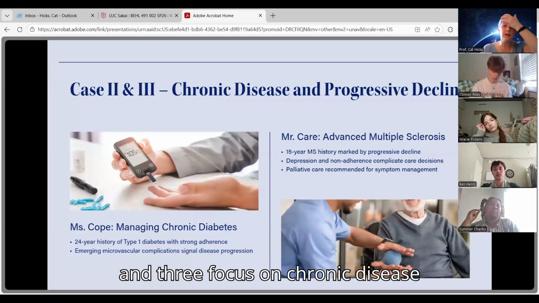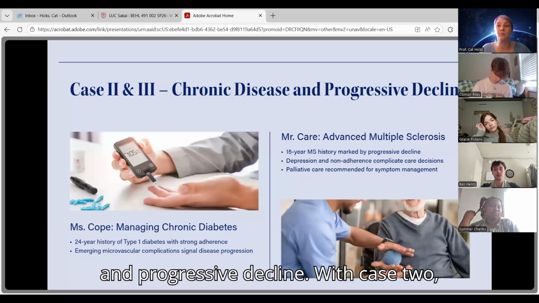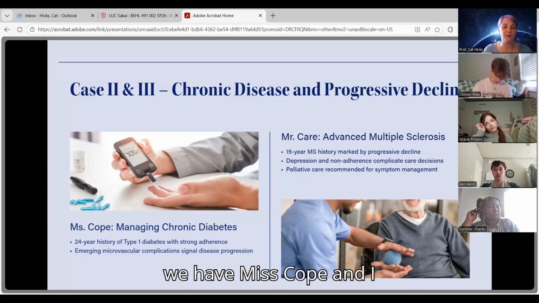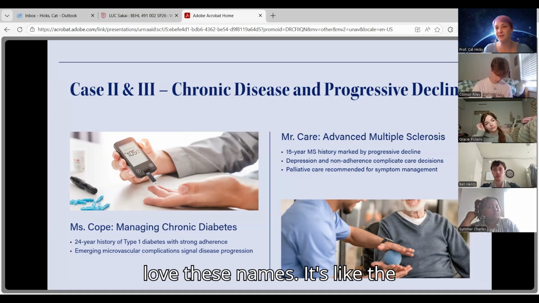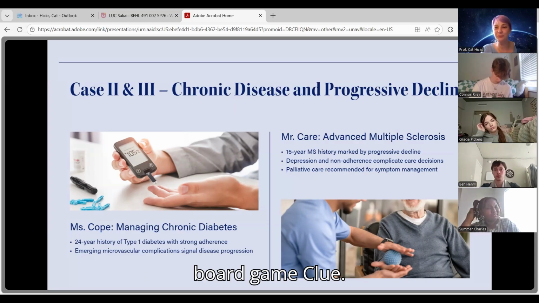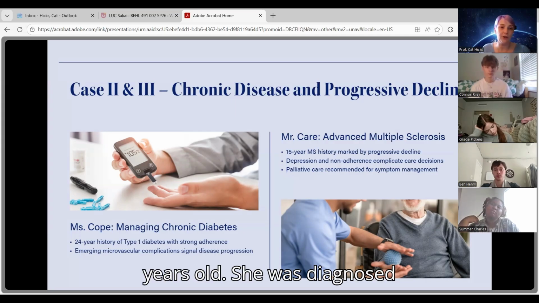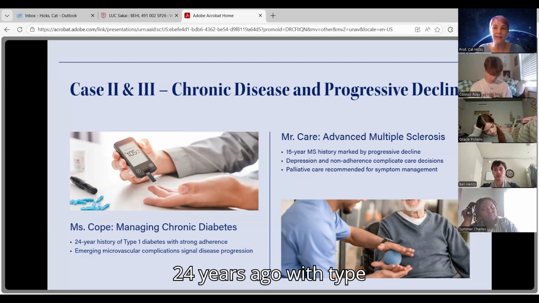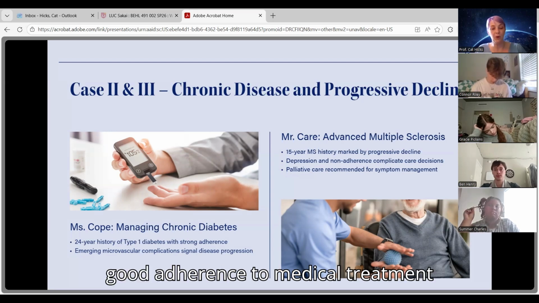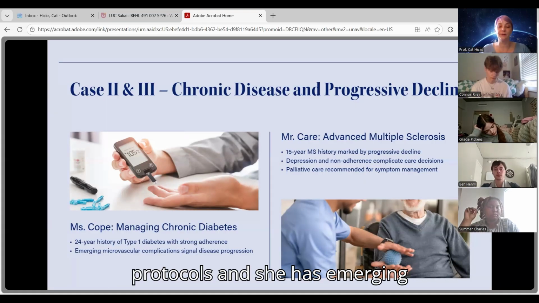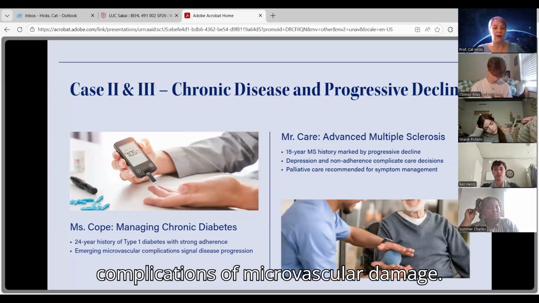Cases 2 and 3 focus on chronic disease and progressive decline. With case 2, we have Miss Cope, and I love these names. It's like the board game Clue. So Miss Cope is 42 years old. She was diagnosed 24 years ago with type 1 diabetes. She has a good adherence to medical treatment protocols, and she has emerging complications of microvascular damage.